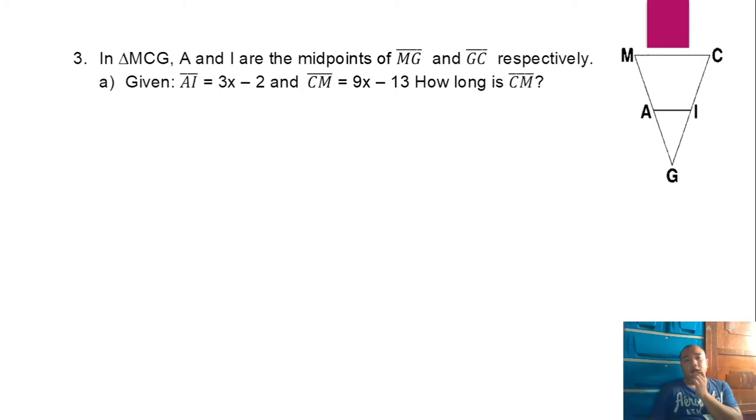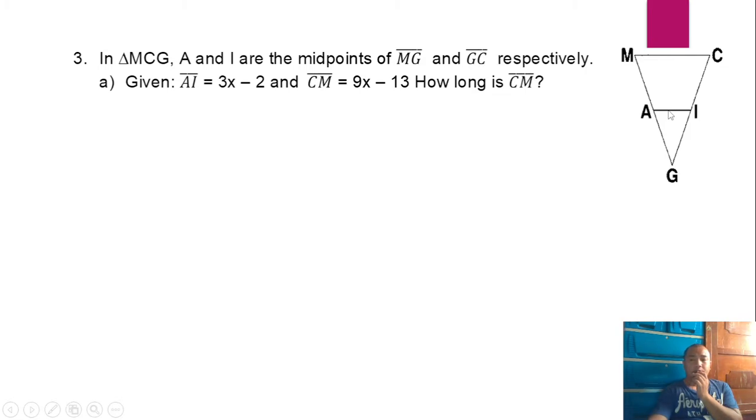Number 3. In triangle MCG, A and I are the midpoints of segments MG and GC, respectively. A is the midpoint of MG, I is the midpoint of CG. Given AI is 3x minus 2, CM is 9x minus 13, how long is CM?